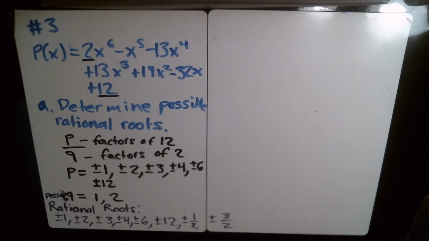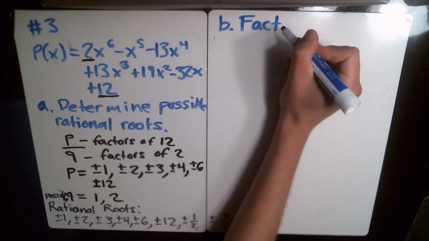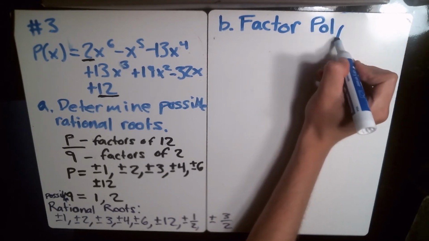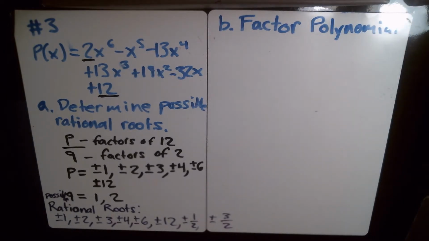And so what we're going to do now is start trying to find a root of this polynomial. For part B, we're going to be factoring the polynomial. So to factor it, I need to find the roots, right? What I usually do is plug in these numbers until I find one that will give me 0. Roots are where the polynomial equals 0. What numbers can you plug in and get 0?